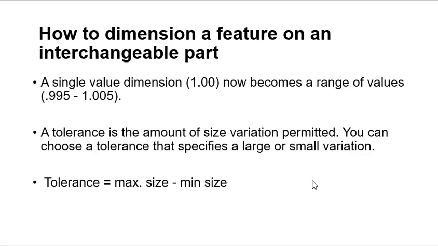Okay, so let's get into our replacement part, the interchangeable part with tolerance. We're going to look at how to put the value, the dimension, meaning putting a value to the feature on that part. Since we're doing tolerancing for an interchangeable part, your exact single value dimension becomes range values. Here the single value is 1.00, and when we give it a range, that value can be between 0.995 all the way to 1.005. So 0.005 above 1 and 0.005 below 1. You can see the range, and of course your ideal dimension value is in that range. This is the amount of size variation permitted, and we call that tolerance.